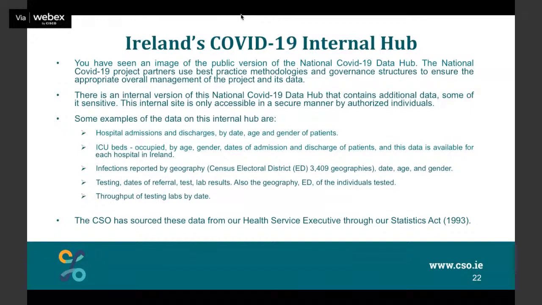Infections reported by geography. This is the census electoral divisions, 3,409, which I mentioned. Date, age, and gender. Testing: dates of referral, tests, lab results. Also the geography, the ED, of the individuals tested is available, and we also have the throughput of the testing labs by date. And as we have said, the CSO has sourced these data from the Health Service Executive under the Statistics Act of 1993. Can I have the next slide, please?